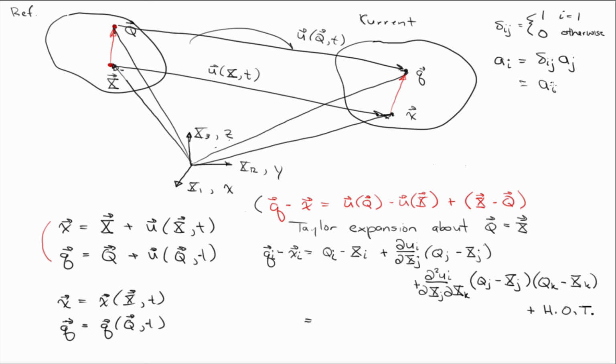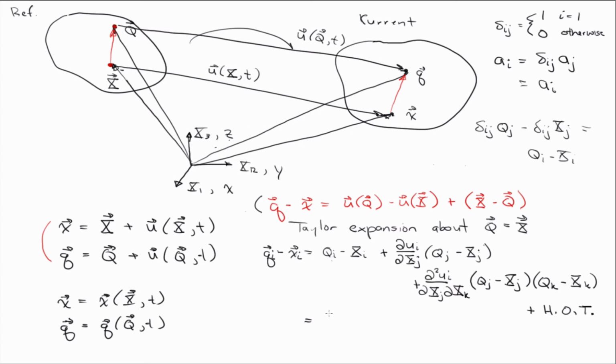So you can use these Kronecker deltas to manipulate equations. And what I'm going to do is use that Kronecker delta to turn them into j's. So basically, implicitly, I'm going to say delta_ij q_j minus delta_ij x_j, that's equal to q_i minus x_i. Right? So this is what I'm doing here, but I'm going to do it in one step.